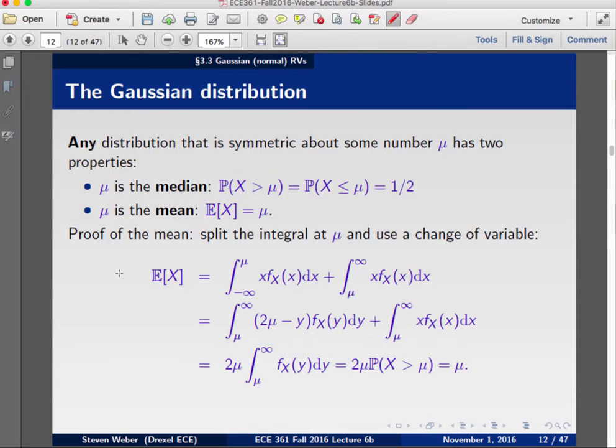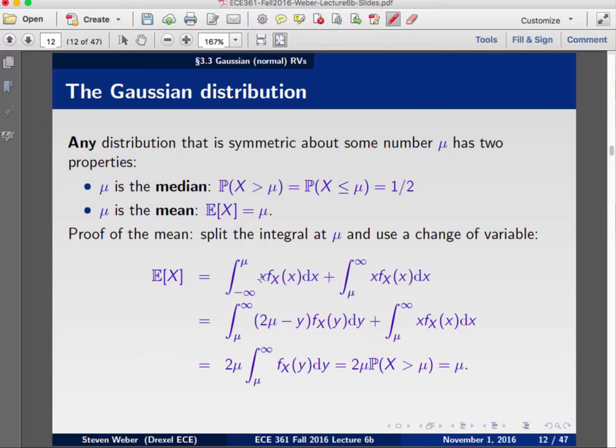Now I know from definition that for any continuous random variable, if I want to find its expectation, I integrate the PDF f sub x times x over all possible x from negative infinity to positive infinity. And that will equal, by definition, expected value of x. So in this first step, all I'm doing is splitting the integral at mu and adding up the two parts.